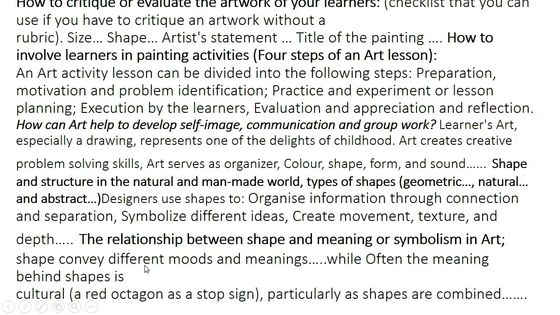Now there's a specific relationship between shapes and meanings, or symbolism in art. Shapes convey different moods and meanings, while often the meaning behind shapes is cultural or particular to a shape. In your book, this specific sentence already gives you a hint. When you go in your book and you want to understand further the relationship between shapes and meaning or symbolism in art, you start by finding that specific statement that a shape conveys different moods and meanings. You should then be able to carry on and understand the relation better.